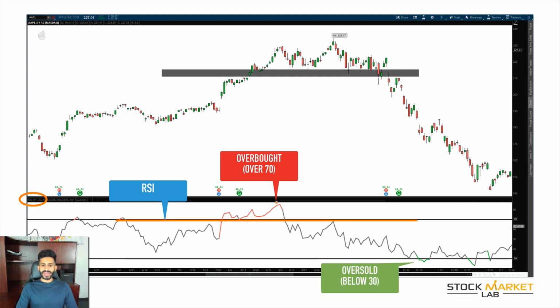You can see typically anything above this 70 mark is considered overbought. Anything below this 30 mark, if you take a look, the numbers are right here, is oversold. The RSI says if something is overbought, there is somewhat of a probability that the stock may go down. And if the stock is below 30, there is somewhat of a probability it may go up. I'm going to break that down and go more in depth, but that's what the RSI basically represents, right?